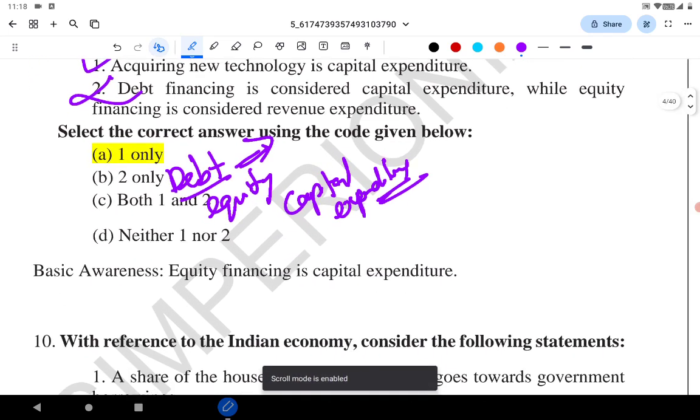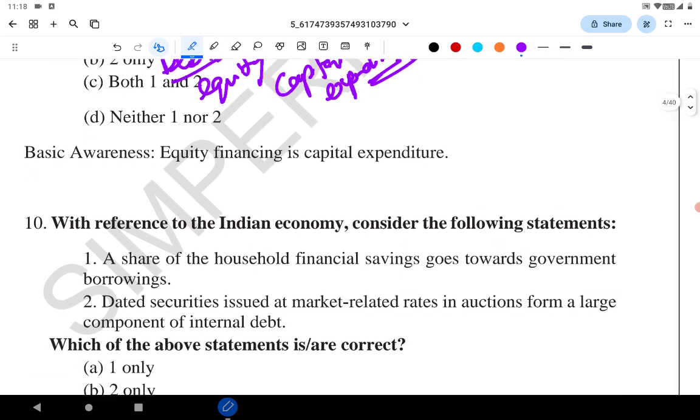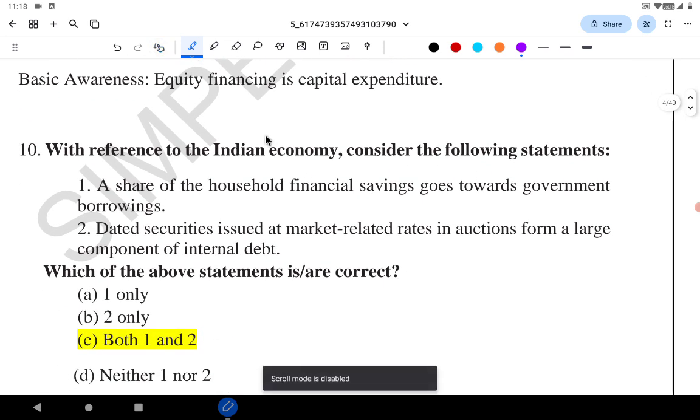Okay, let's go to the next question. With reference to the Indian economy, consider the following. A share of household financial saving goes towards government borrowing. Correct. Dated securities issued at market related rates in auctions form a large component of the internal debt. Correct.